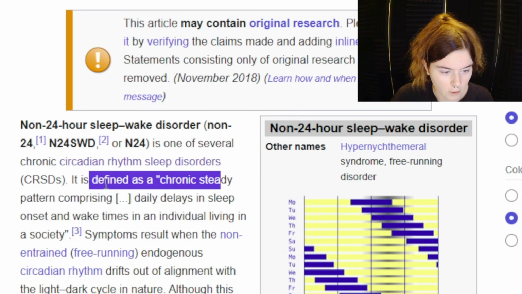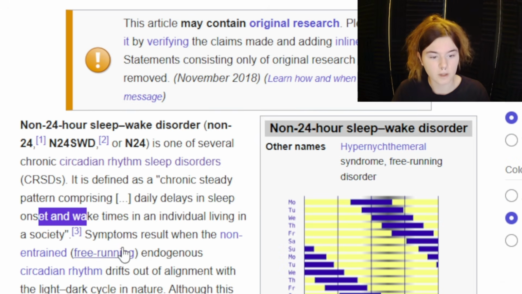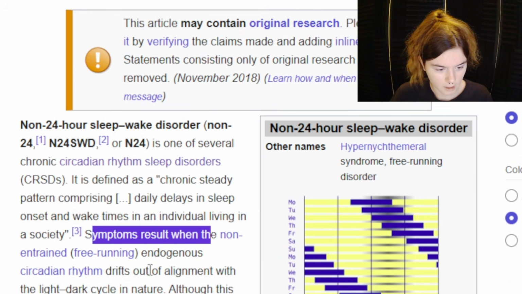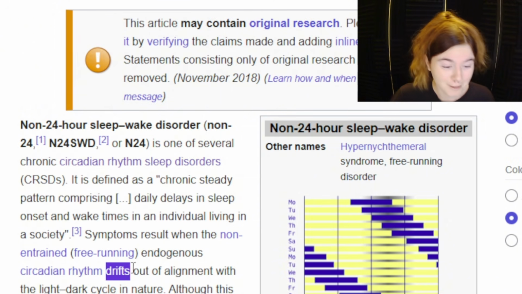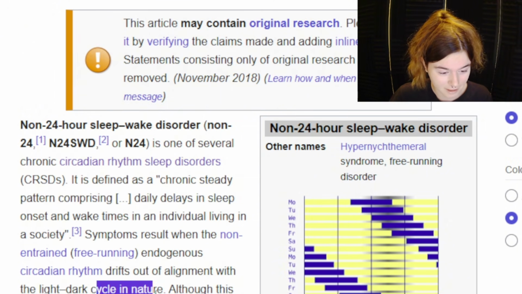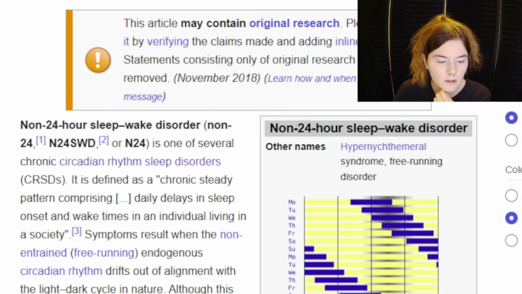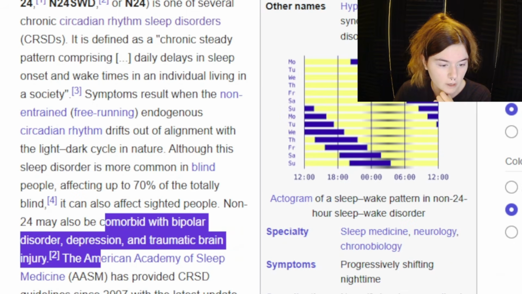It is defined as a chronic steady pattern comprising daily delays in sleep onset and wake times in an individual living in a society, as opposed to an individual not living in a society. Symptoms result when a non-entrained circadian rhythm drifts out of alignment with the light-dark cycle in nature. Although this sleep disorder is more common in blind people, affecting up to 70% of the totally blind, it can also affect sighted people. Non-24 may also be comorbid with bipolar disorder, depression, and traumatic brain injury.